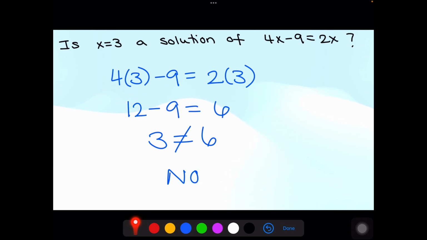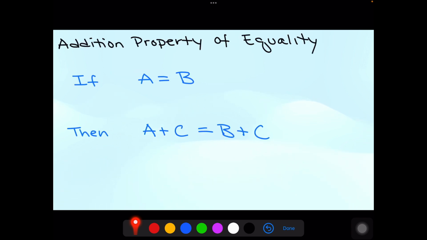For a number to be a solution of an equation, you have to get a true statement when you plug it into the equation. And so we're going to be focusing on how we can find solutions of linear equations. And so we're going to take advantage of two different properties of equality today. First, let's learn the addition property of equality.